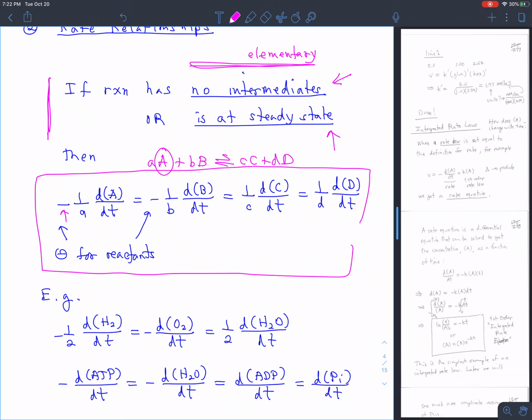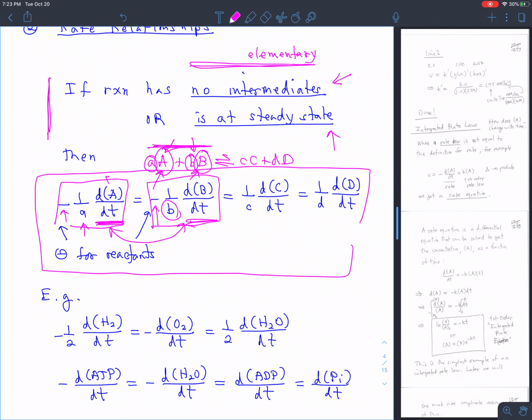Minus, because it's a reactant, 1 over the stoichiometric coefficient a times the rate of change for A is equal to minus, because it's also a reactant, 1 over the stoichiometric coefficient b times the rate of change for B. What this is saying is that whenever I use a molecules of A, I've got to also use b molecules of B, and that gives a relationship between these two rates, or between this whole quantity here: minus 1 over a times dA/dt, minus 1 over b times dB/dt. Both of those are going to be related by the stoichiometry of the reaction.